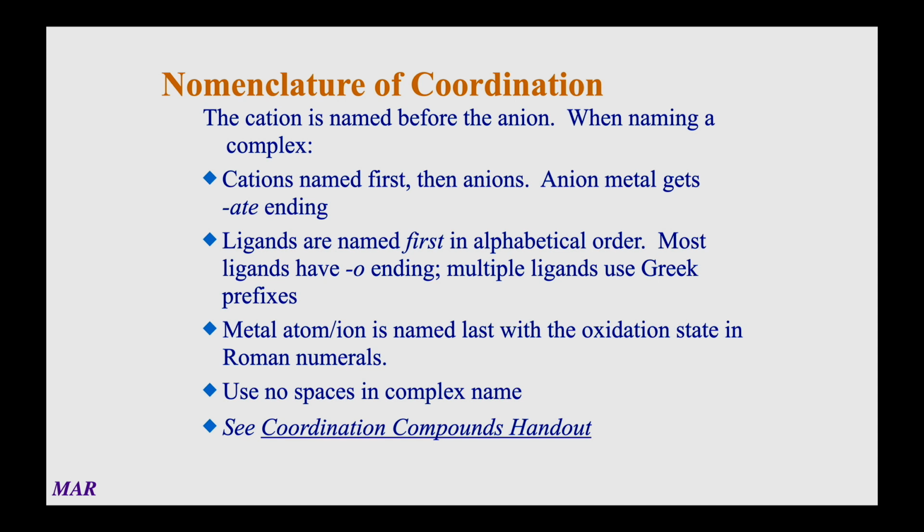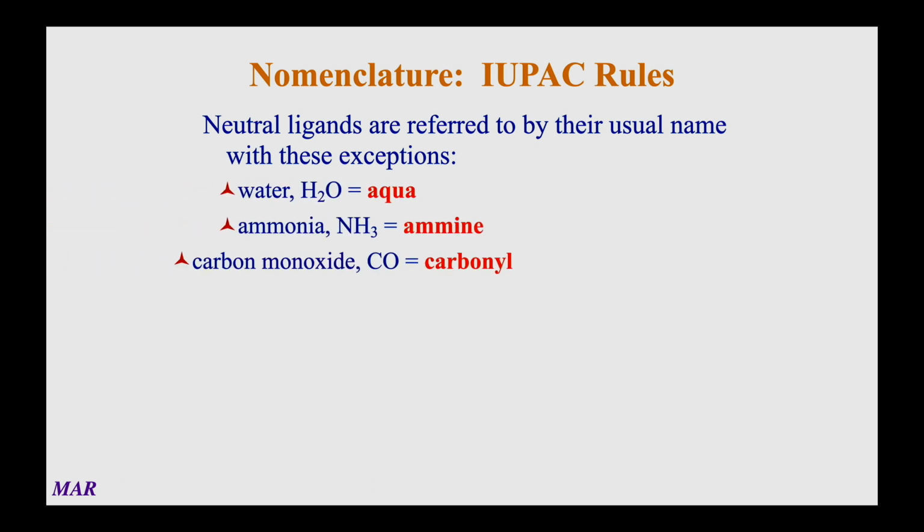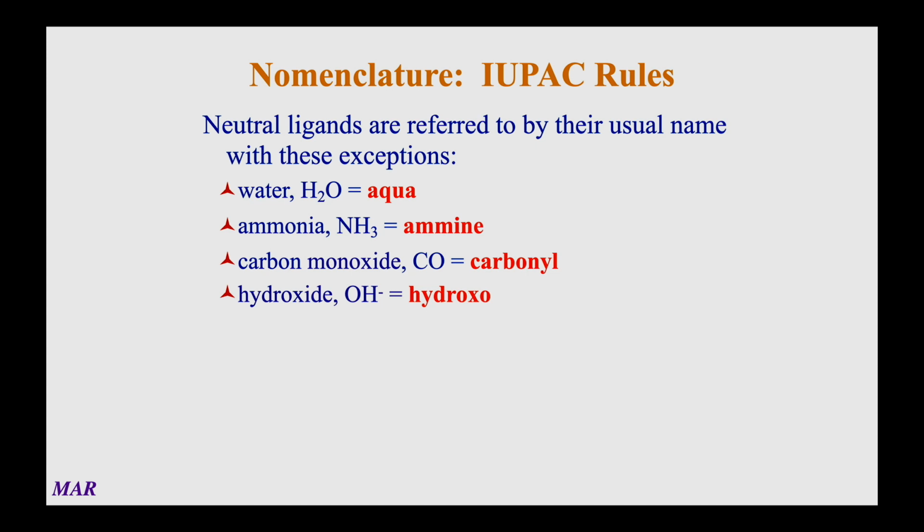And again, I just want to introduce this so that if you do see them in the future, you won't be intimidated. IUPAC is the official group that creates the rules, if you will, for these different names. And neutral ligands are usually referred to by their usual name, but there are some exceptions, okay? And these can be a little strange. Water, if you see it in one of these complex ion names, is referred to as aqua. You don't call it water, you call it aqua. And ammonia is really weird. If you have ammonia in one of your complex ions, you refer to it as an ammine.